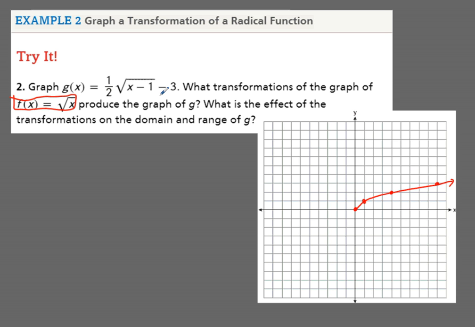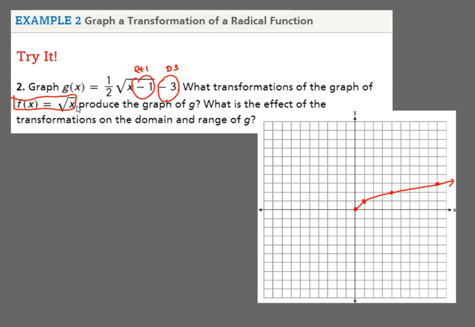Okay, so what happens with the negative 1 and the negative 3? Well, we should know what that is. The negative 1 is grouped with the x, so it's going to be right 1, and the negative 3 is going to be down 3. The 1/2, well, that's just going to multiply all of these numbers by 1/2. So I'm going to do the 1/2 thing first.